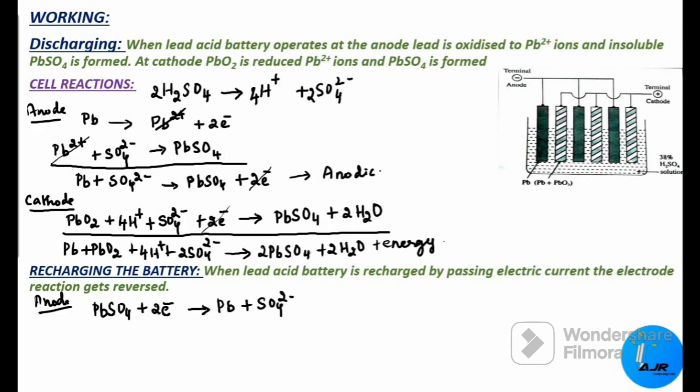And what is happening in the cathode? Just a reverse reaction. Okay, we just want to reverse this reaction. So let us reverse this reaction. PbSO4 plus 2H2O. Okay, now it gets reversed to PbO2 plus 4H plus SO4 2 minus plus 2 electrons.